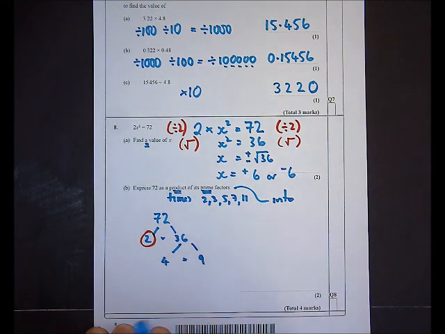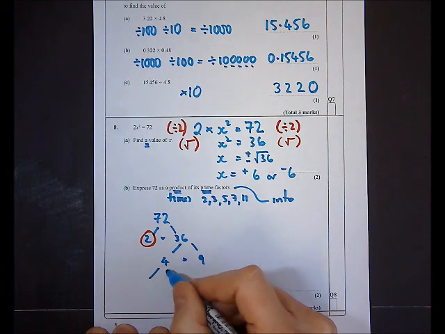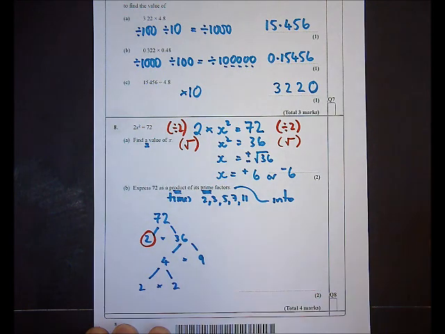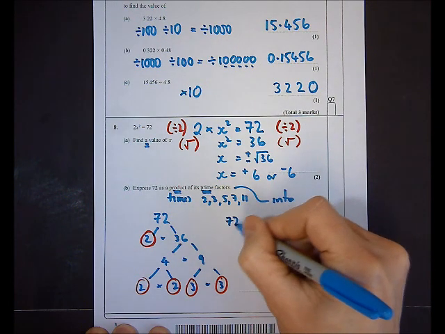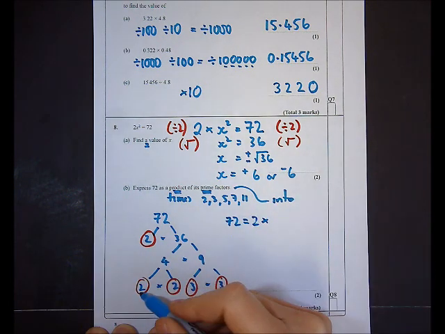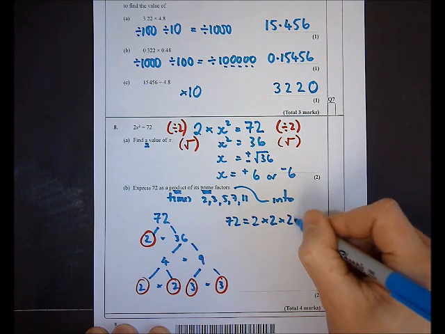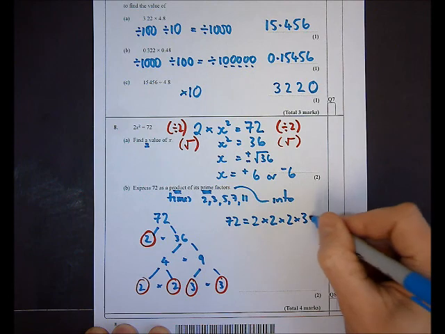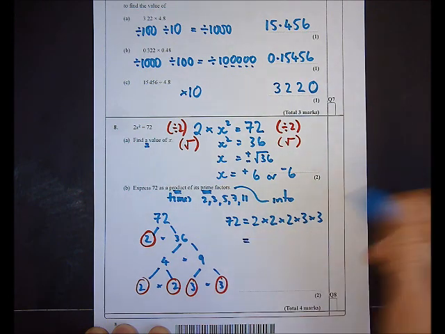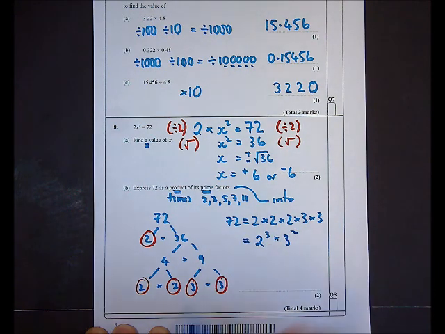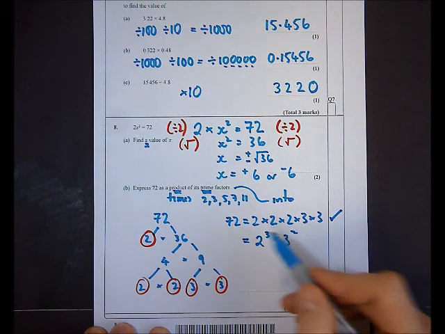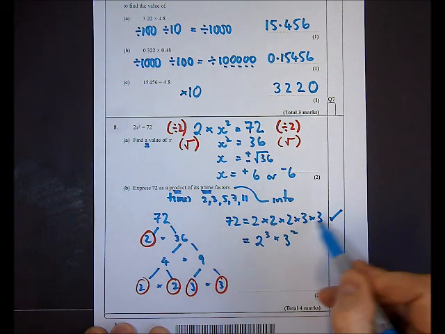Now neither of those numbers is prime, so I'm going to keep going. So 4 is 2 times 2. And both of those are prime, so I can stop. And 9 is 3 times 3. And again, both of those are prime, so I can stop. So 72 is the same as 2 times 2 times 2 times 3 times this 3 here. Now if I was asked to write it in index form, I would write that as 2 cubed times 3 squared. But I've not been asked to, so I'm okay just to leave it in this form here. And it's a product, they've all been times, they're prime, and they're all factors of 72.